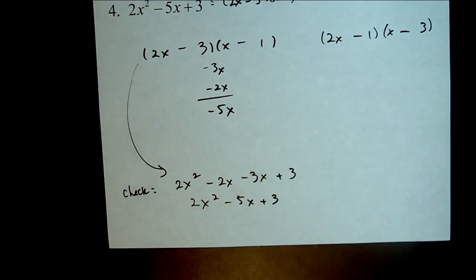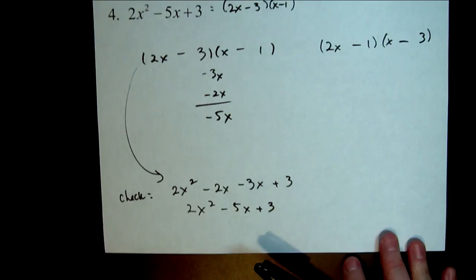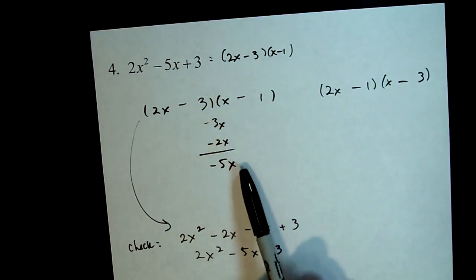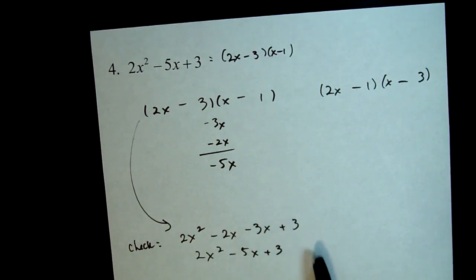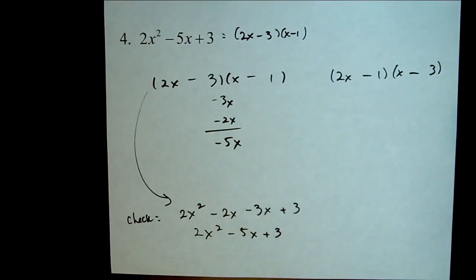And I know it may seem a little silly, my insistence that I actually FOIL these out to check them, but it's really easy when you're working to make some little mistake that you just don't notice. Maybe you do something funny here and you just don't notice it. This is really your safety margin to make sure that you don't walk off with an incorrect answer.